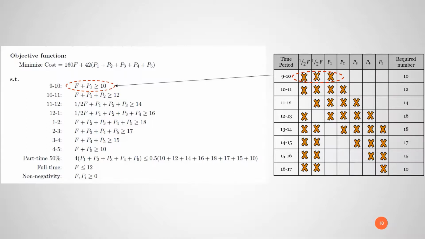And the other constraints are very similar to this. For example, let's go with another constraint here. Between 12 to 1, only half of the full-timers are available. So half of F plus the summation of the 4 part-time groups, P1, P2, P3, P4, should be greater than or equal to 16, which is the required number for that period of time.